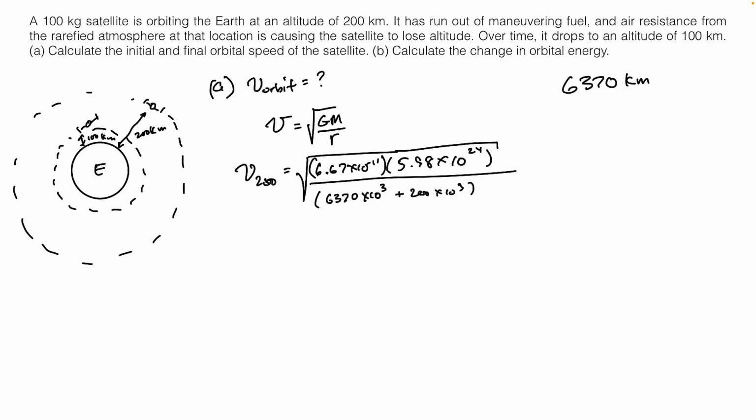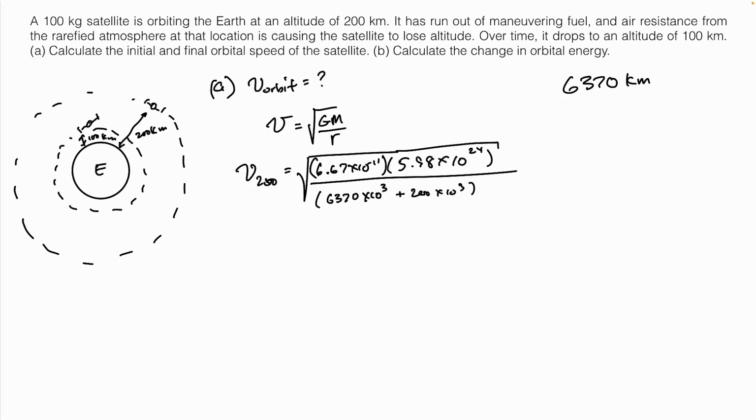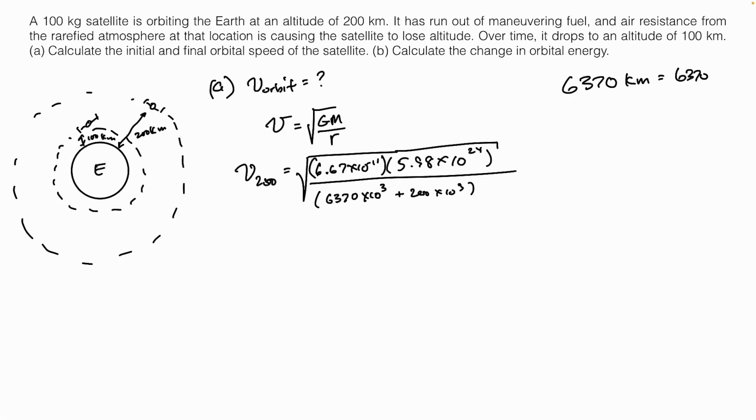6,370 kilometers is 6,370 times 10 to the 3 meters, right? The kilo just helps us not have to write times 10 to the 3, right? And 200 kilometers, I can write as 200 times 10 to the 3 meters. All right, don't square that, but square root it, do all that stuff.